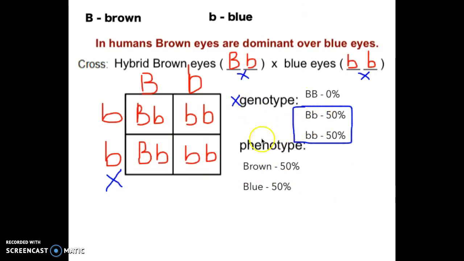Again, they must have exactly what's written right here. If they don't, you're going to put an X right here.